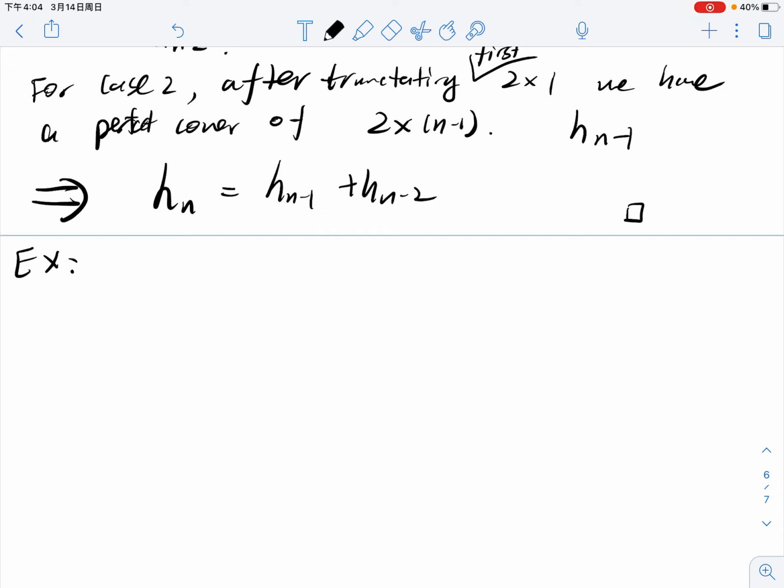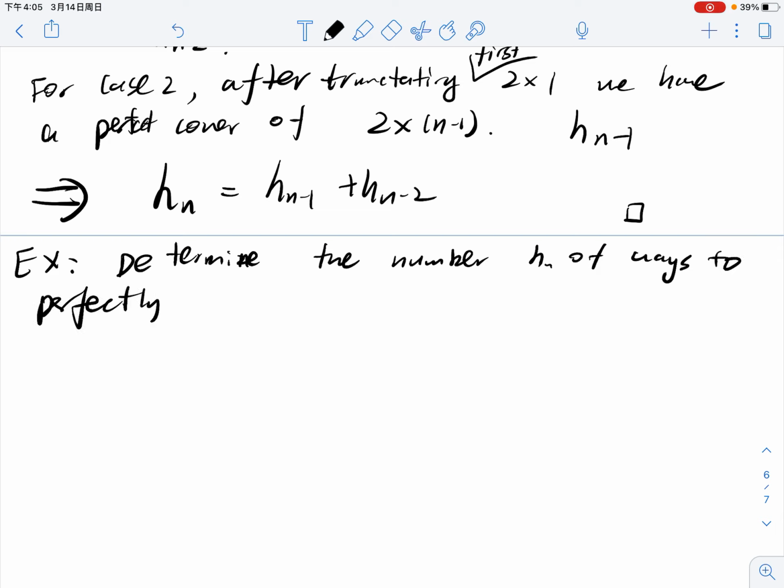Okay, and then we can consider the following slightly degenerate case. This actually is easier than the previous one. Determine the number Hn of ways to perfectly cover a 1 by n board with 1 by 1 or 1 by 2 boards.